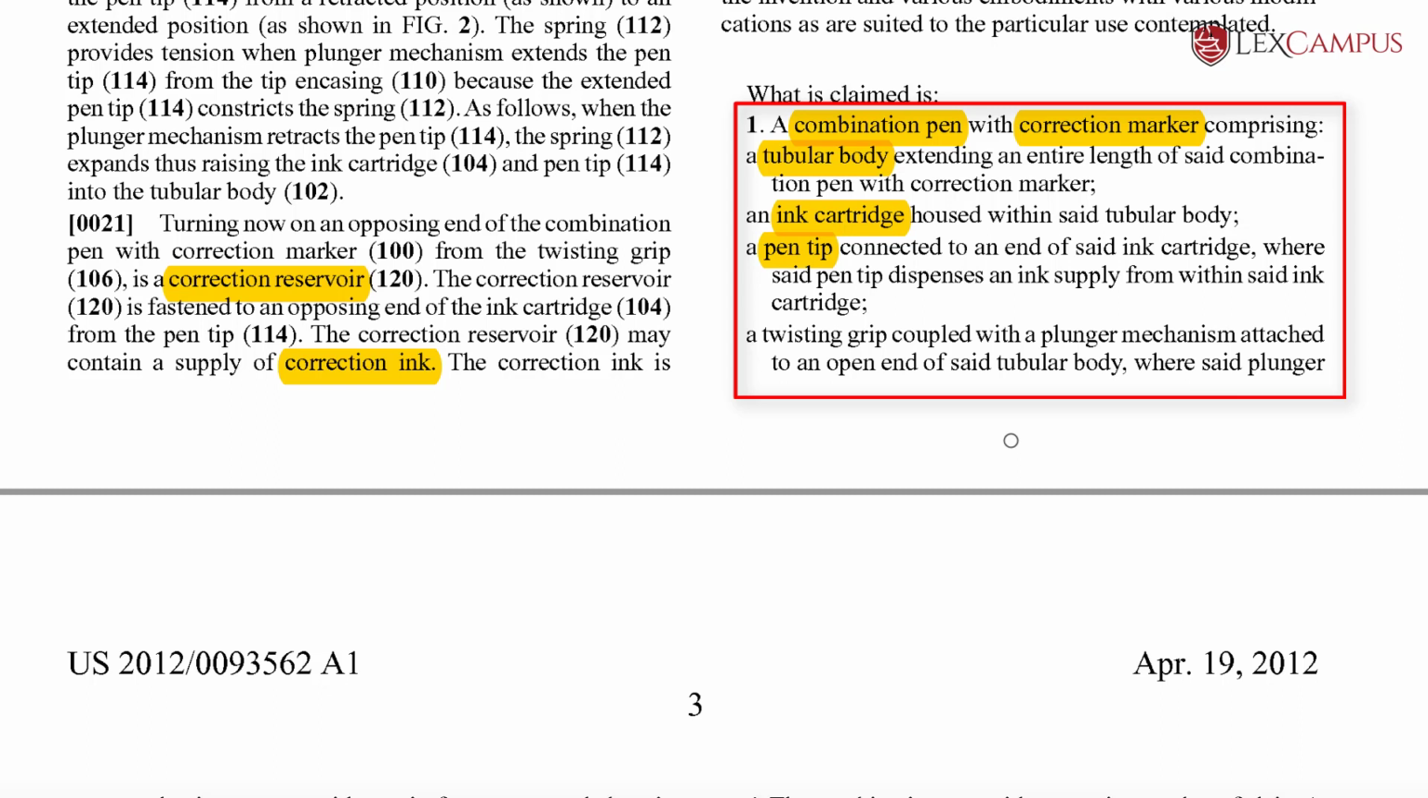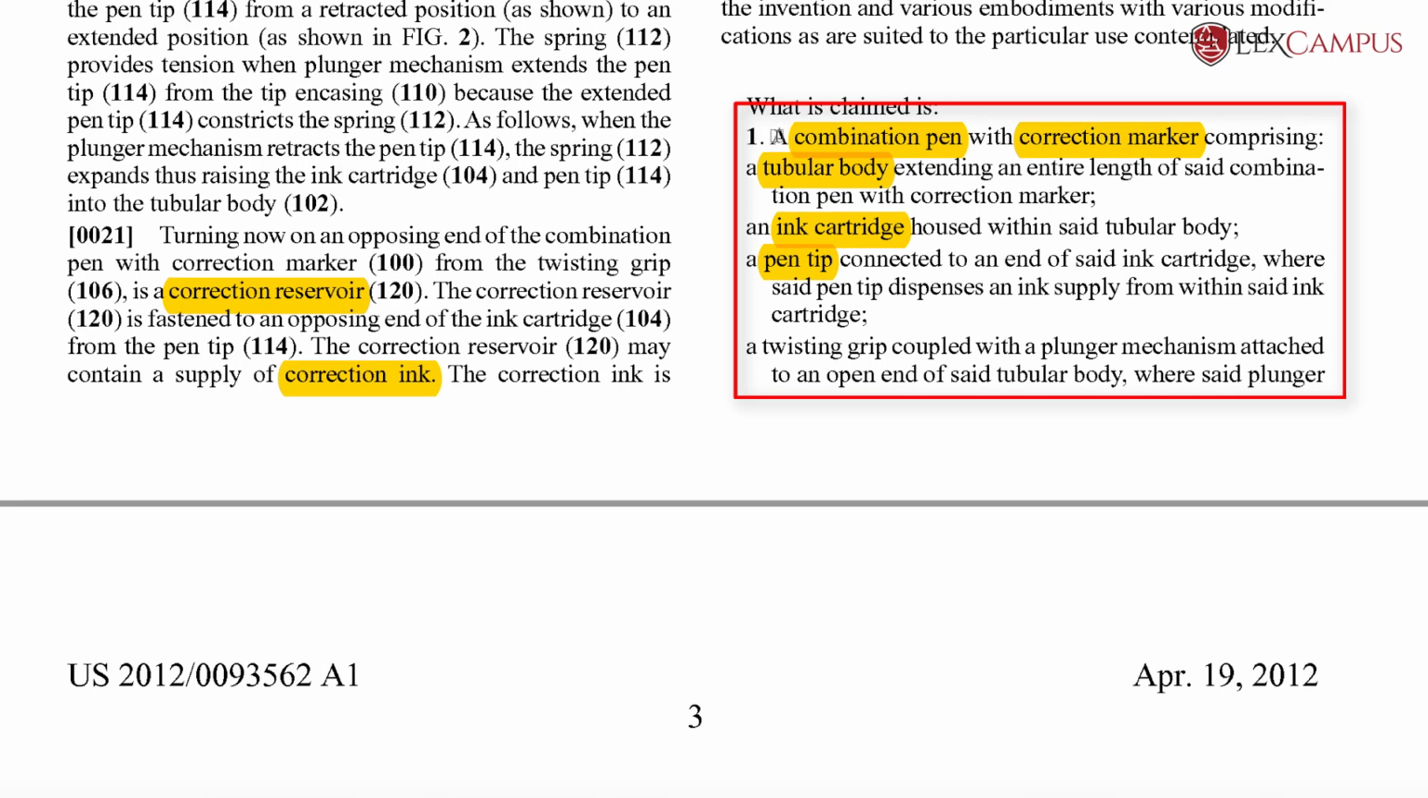So what makes it a combination is that the element is recited and how the element is connected to the other part is also recited. So when they recite the pen tip, they mention that the pen tip is connected to the end of the said ink cartridge, wherein the said pen tip dispenses ink supply within the ink cartridge. Now, a couple of things to note.